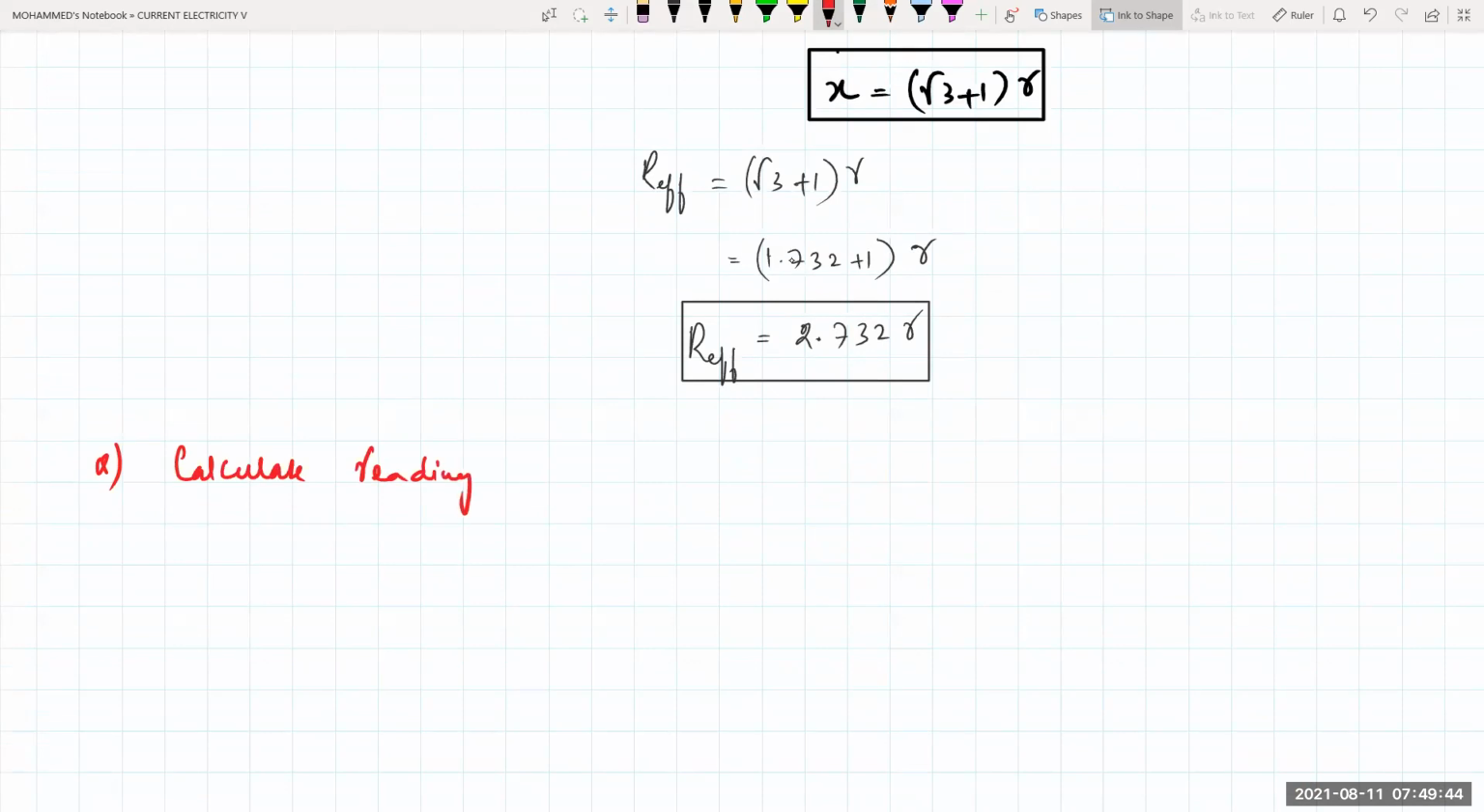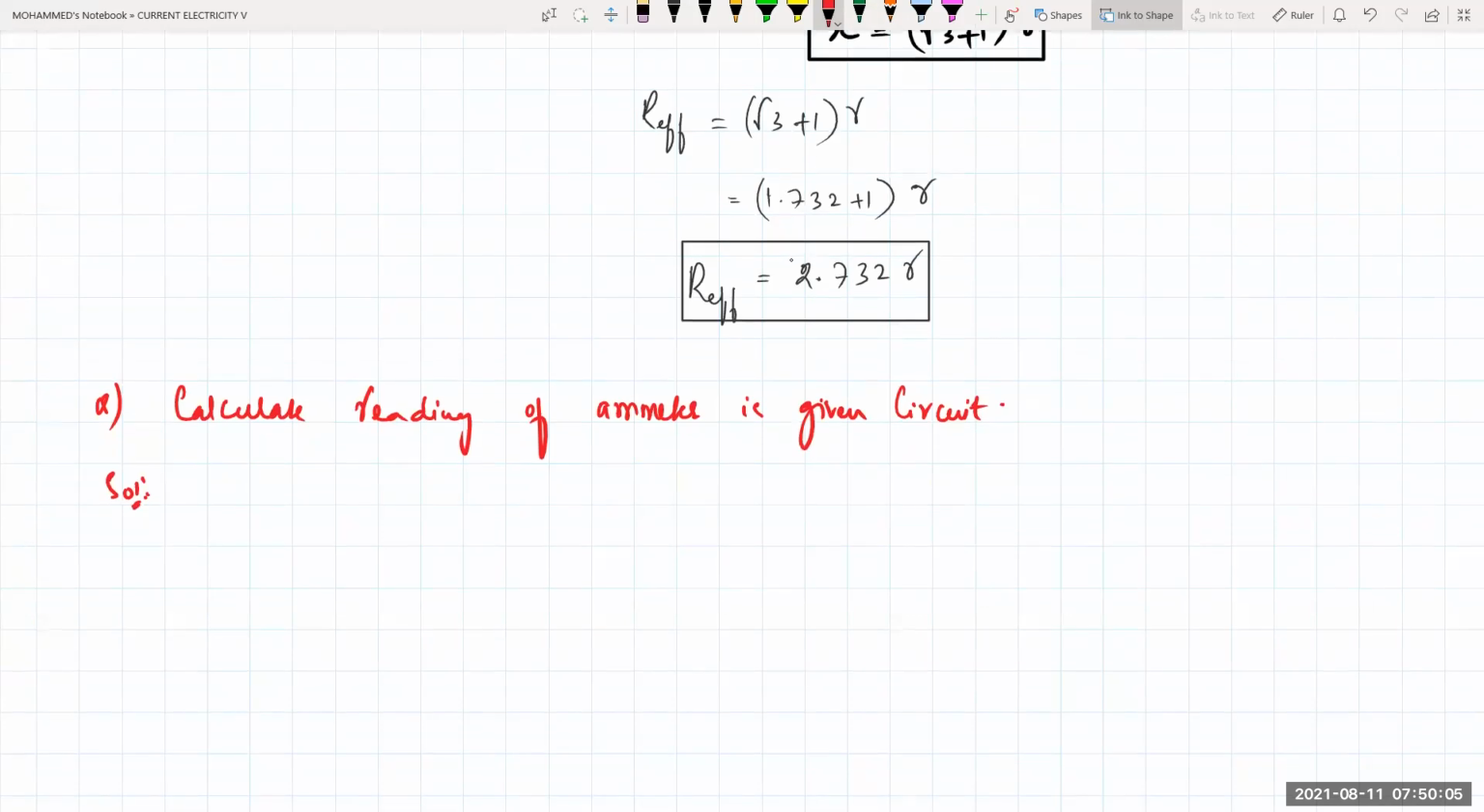Calculate the reading of ammeter. Ammeter is what? Measuring current, and it should be connected in which combination, series or parallel to the circuit? Ammeter should always be connected in series to the circuit. Voltmeter should always be connected in parallel to the circuit. Ammeter should always be connected in series; if connected in parallel, it won't work.